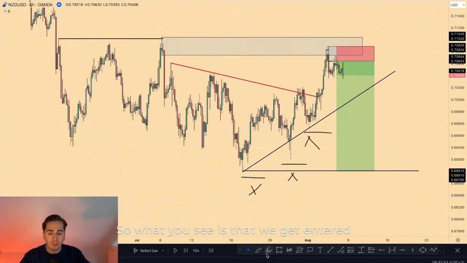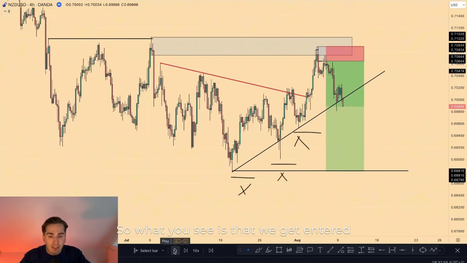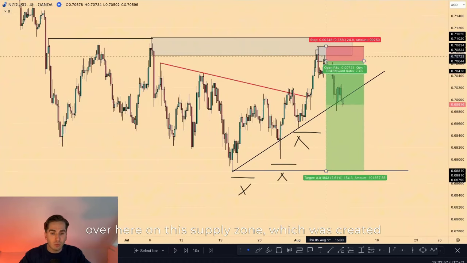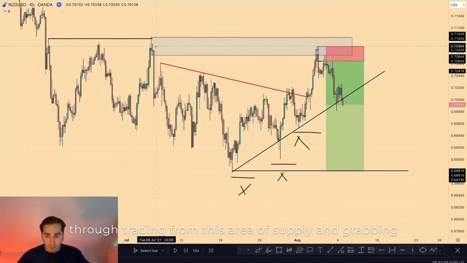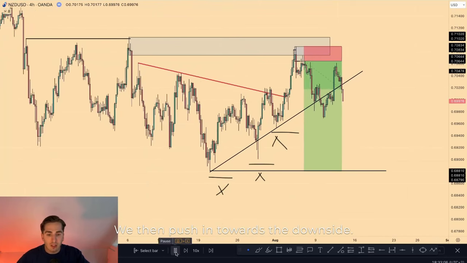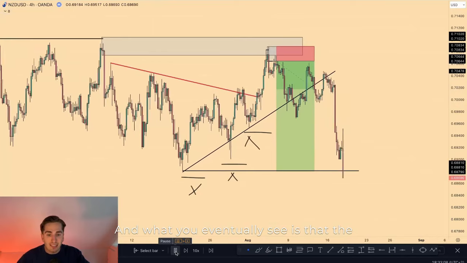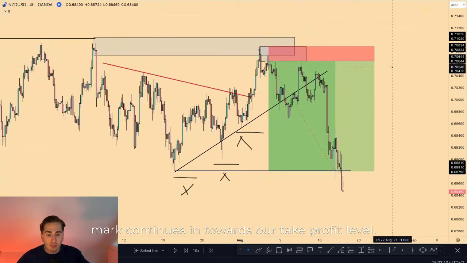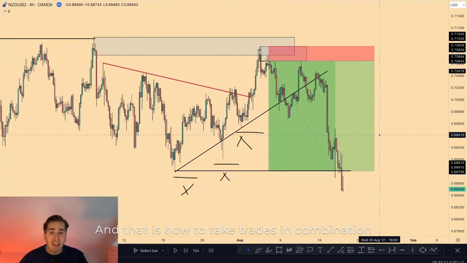So what you see is that we get entered over here on this supply zone, which was created through trading from this area of supply and grabbing the liquidity above that trend line. We then push in towards the downside, and what you eventually see is that the market continues in towards our take profit level, and that is how to take trades in combination with liquidity, to identify the different forms of liquidity and how I use it myself to generate tens of thousands of dollars every single month.